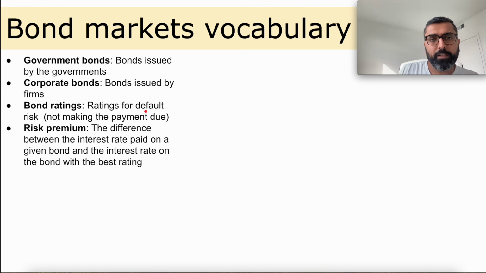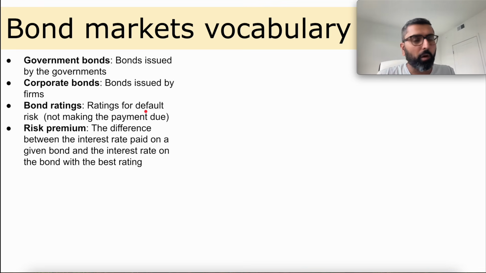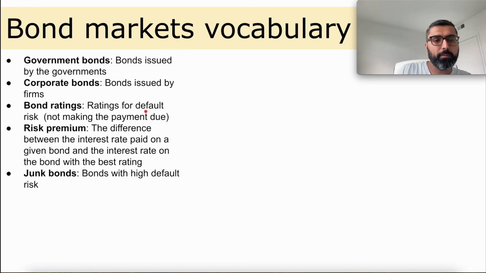Risk premium is the difference between the interest rate paid on the given bond and the interest rate on the bond with the best rating. So if you, let's say, buy an Apple corporate bond, and if you buy some other small company, let's say a Zoom corporate bond, you will have to pay a higher risk premium for Zoom, because Apple is rated much higher, assume in this case, compared to Zoom. Then Apple will have a lower risk premium, a lower risk profile compared to Zoom. So risk premium is that difference.